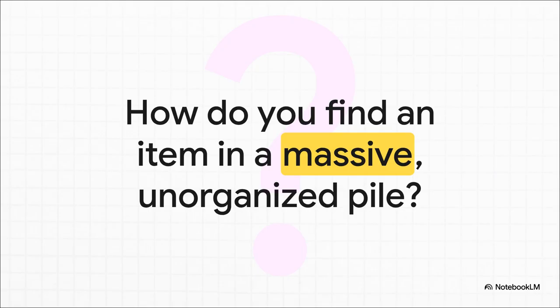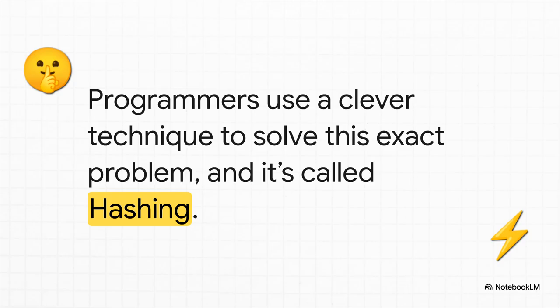I want you to imagine something. You've got a gigantic, messy pile with a million different items in it. How in the world could you possibly find the one specific thing you're looking for almost instantly, without having to check every single one? It sounds kind of impossible, right? Well, it turns out it's not impossible at all. Programmers have this secret weapon to solve this exact problem, and it's called hashing. It's the engine running behind so much of the high-speed tech we use every day. So let's break down exactly how it gives us these superpowers.